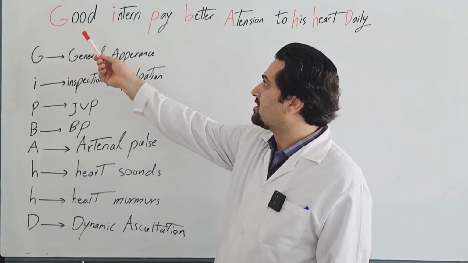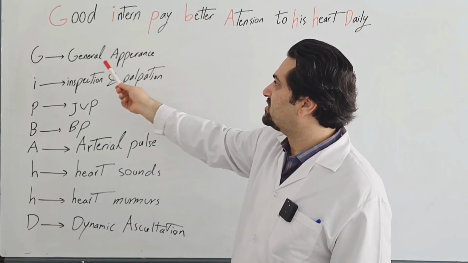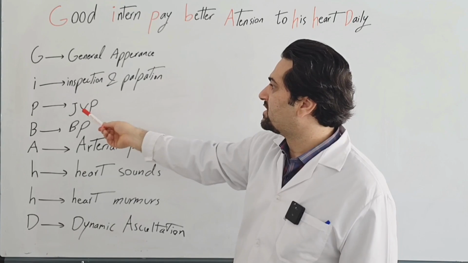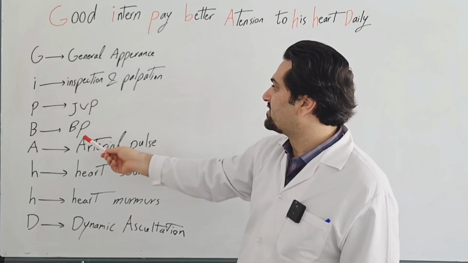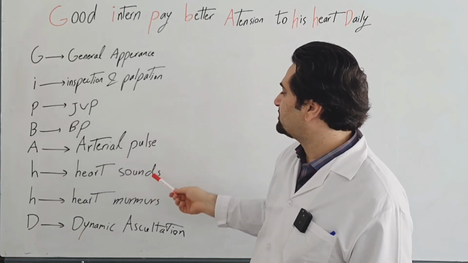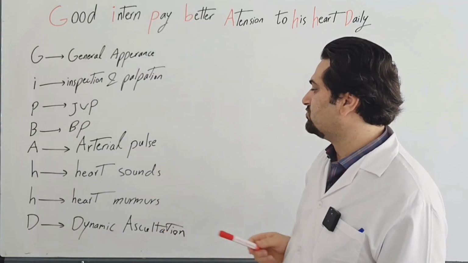That sentence is, a good intern pay better attention to his heart daily. G stands for general appearance. I stands for inspection and palpation. P stands for JVP. B stands for blood pressure. A stands for arterial pulse. H stands for heart sounds. The second H stands for heart murmur, and D stands for dynamic auscultation.